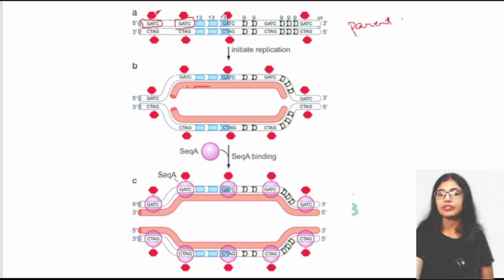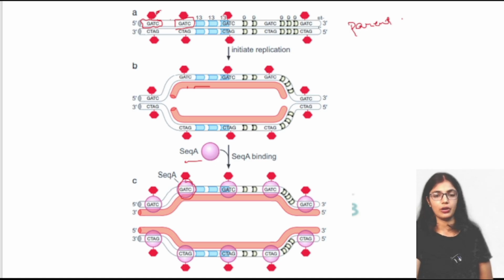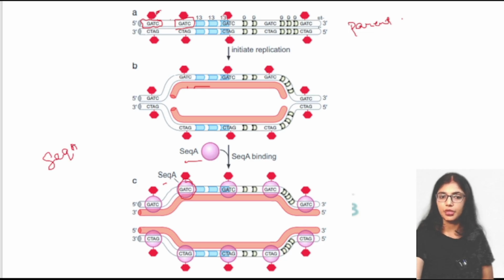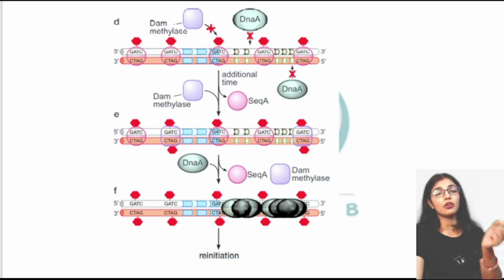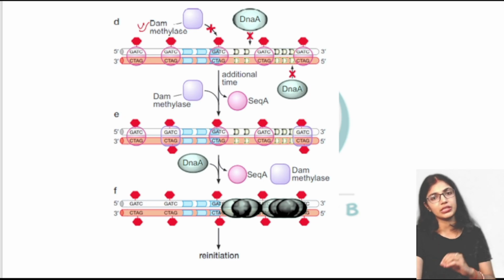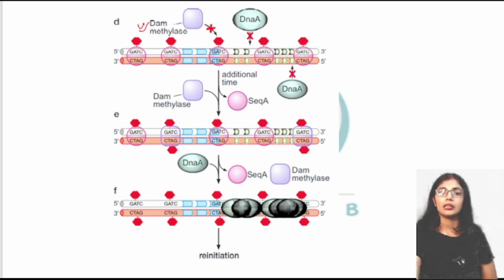There is a protein known as SeqA. SeqA binds in the GATC sequence of the new strand. SeqA is a protein which binds in the GATC sequence of the new strand, and it does not allow the enzyme responsible for methylation, the DNA methylase, to bind. The SeqA protein inhibits the DNA methylase from binding in the GATC sequence for methylation. Here we can see the SeqA protein binding in the GATC sequence.